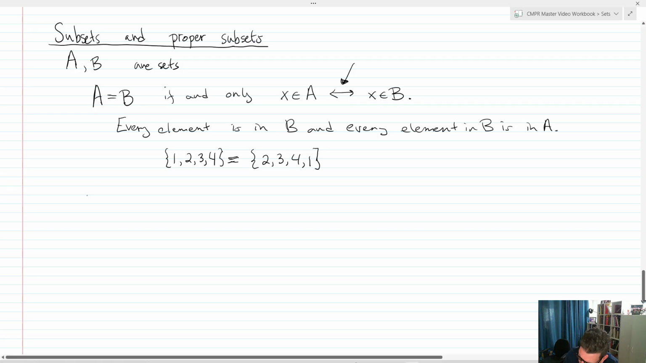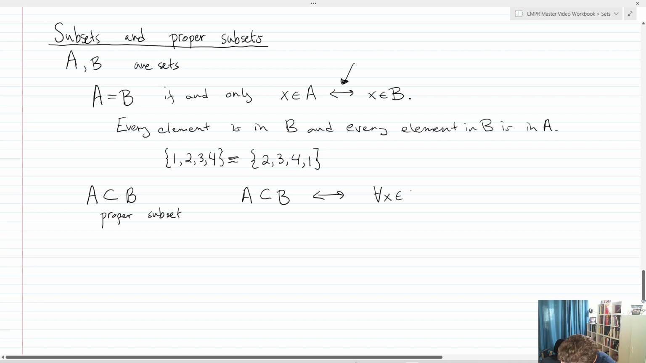Now, the next thing that we have here is A is what we call a proper subset of B. So it's called a proper subset. And A is a proper subset of B if and only if for all x belonging to A, x belongs to B. Or maybe actually let's do it a little bit differently. Let's say x belongs to A implies x belongs to B. Notice in this case, we don't have the if and only if. We don't have the biconditional. Basically, every element in A is also in B.